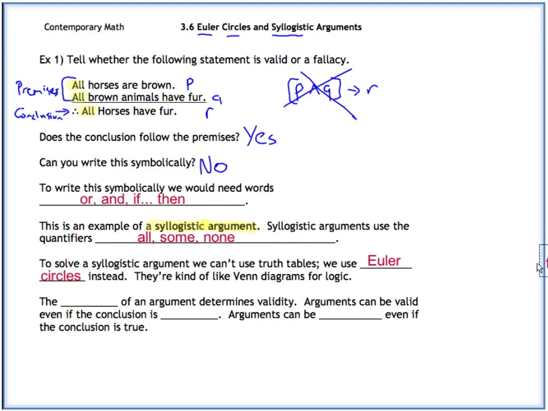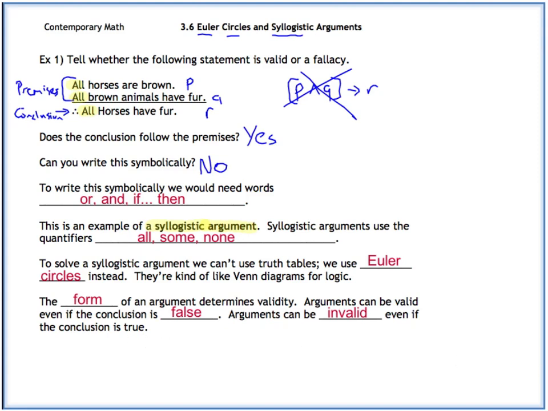Now, when you look at a logical statement, the form of an argument determines its validity. So arguments can be valid even if the conclusion is false. So it's kind of a weird statement. We can make a valid argument even though our conclusion is completely false. And arguments can actually be invalid even if the conclusion is a true statement.